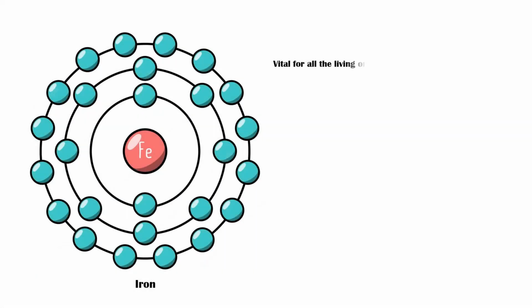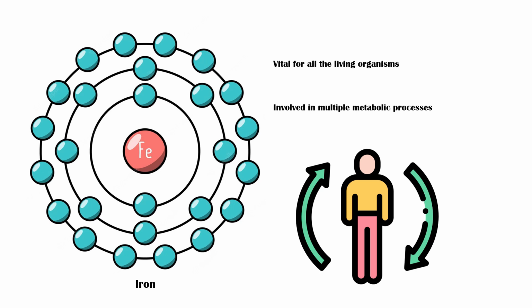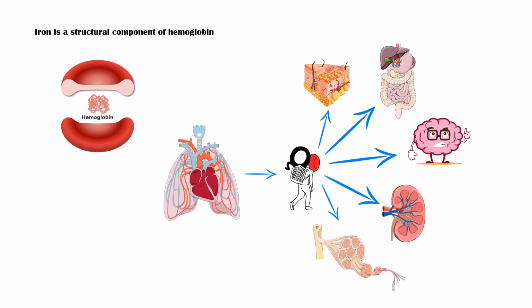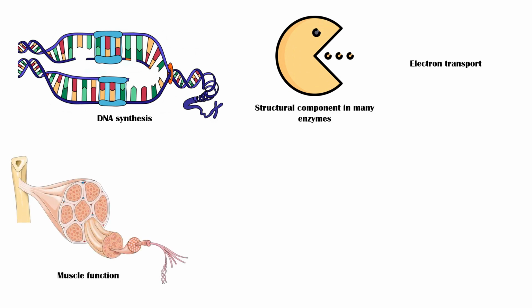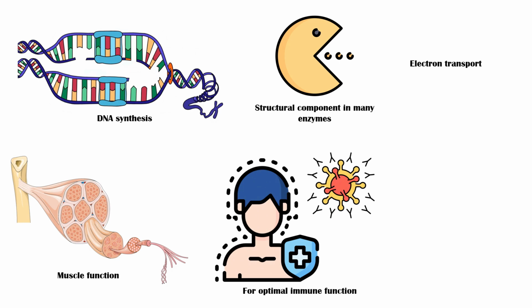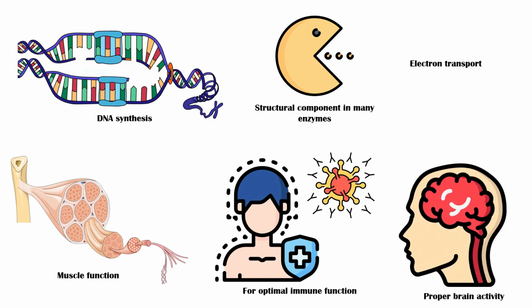Iron is vital for all living organisms since it is involved in multiple metabolic processes. Iron is a structural component of hemoglobin, which carries oxygen from the lungs throughout the body. In addition, iron is required for DNA synthesis, as a structural component in many enzymes, for electron transport, for muscle function, for the optimal function of the immune system, and for proper brain activity.